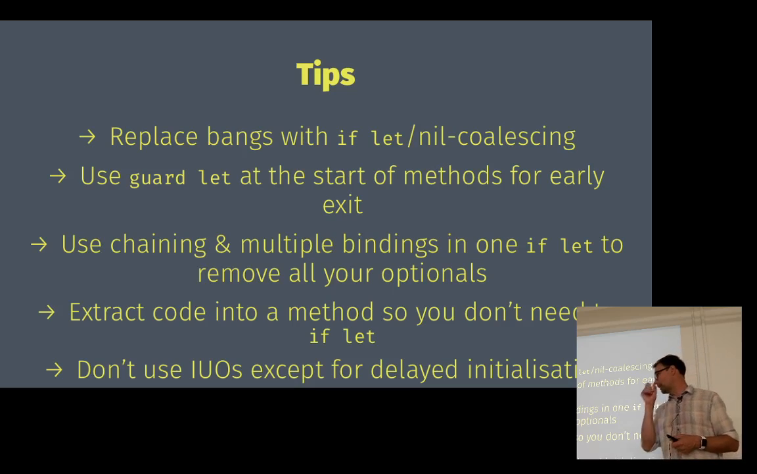Extract code into a method so you don't need to use an if-let. I like using this one a lot. If you do need a non-optional, particularly in callbacks where you're weakly capturing self, it's really nice to be able to just call a method on self using optional chaining syntax rather than doing if-let self equals self, etc., and then passing self through to an alert controller or something. And don't use implicitly unwrapped optionals in general except for outlets.